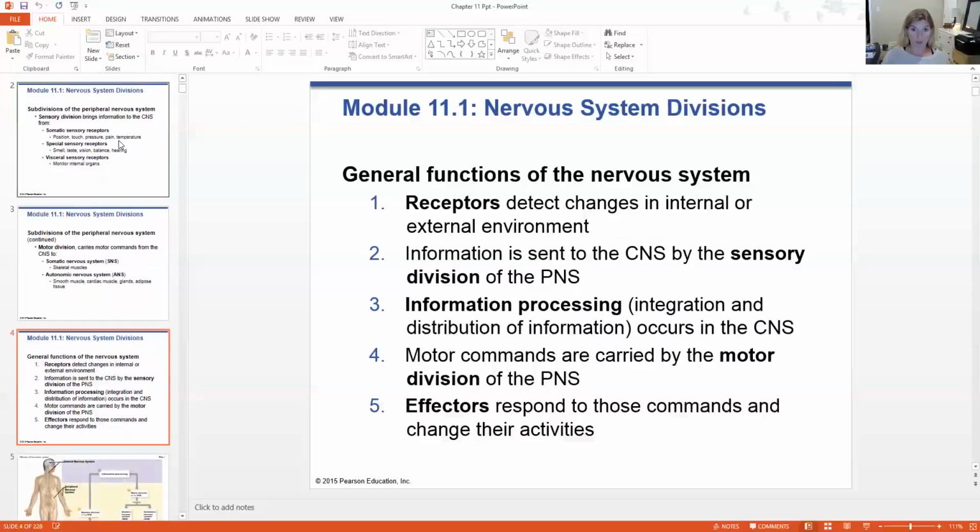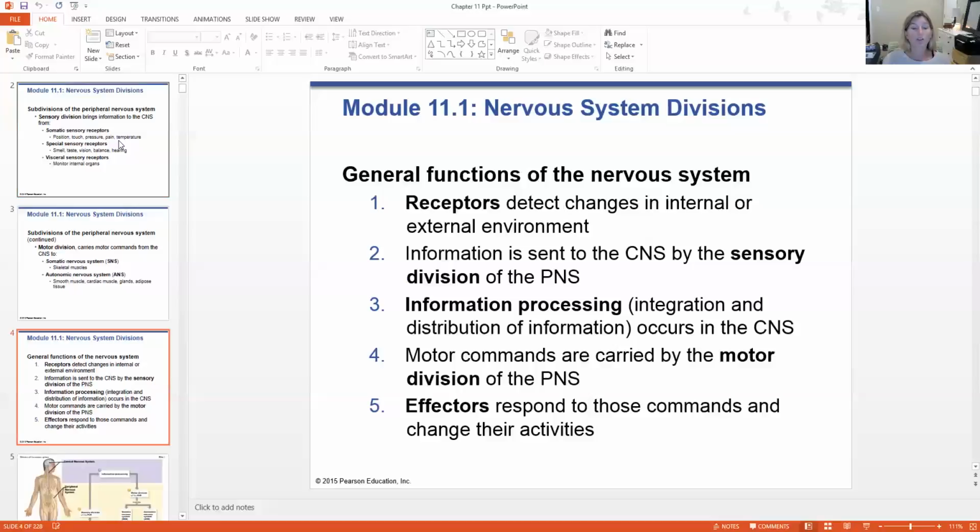We have receptors, which are detecting the changes in the environment, internal or external, and that information is then sent to the central nervous system by the sensory division of the peripheral nervous system. Then there's some type of information processing that goes on. This is where your brain or spinal cord interprets that information and determines where it needs to go. Either it needs to go up to our conscious awareness or it needs to go to other places.